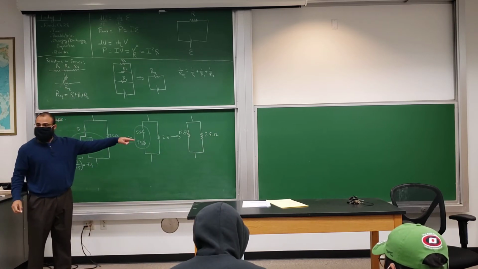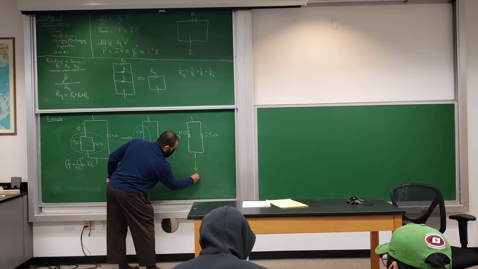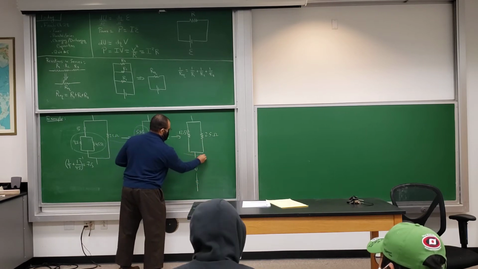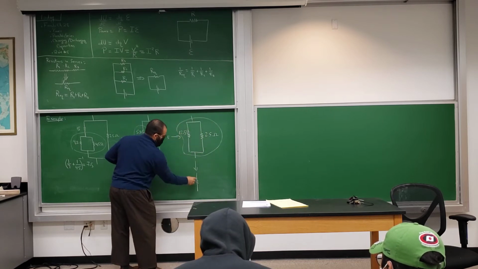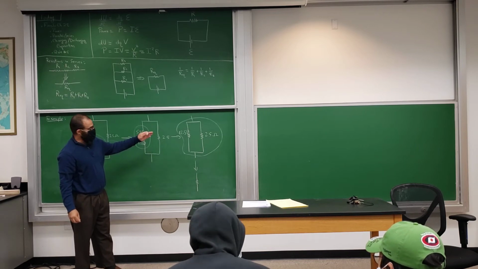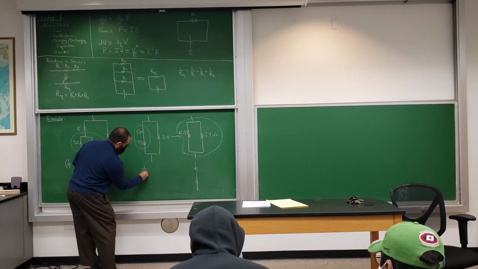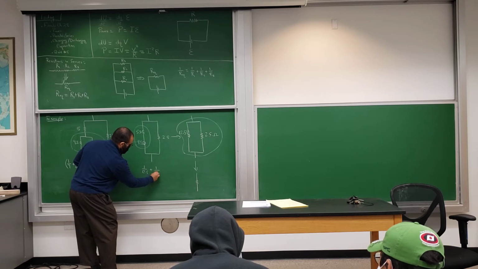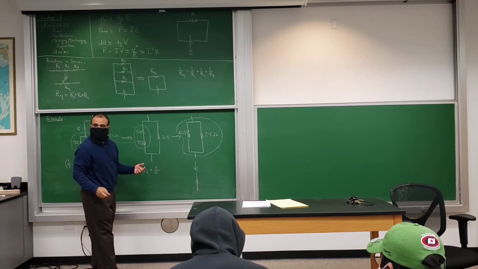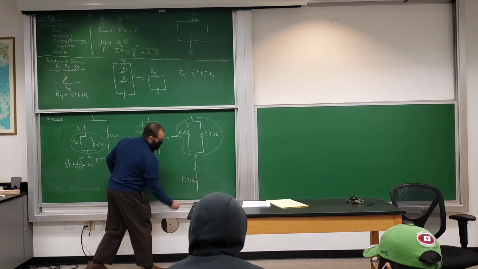Finally, these two are in what combination? Parallel. This whole combination gets replaced by that one resistor. They're in parallel, so you do 1 over 12 and a half plus 1 over 25, and then 1 over that. So this is 2 over 25, so it's 3 over 25, so it becomes 25 over 3. I got 8.33. So that's the answer.